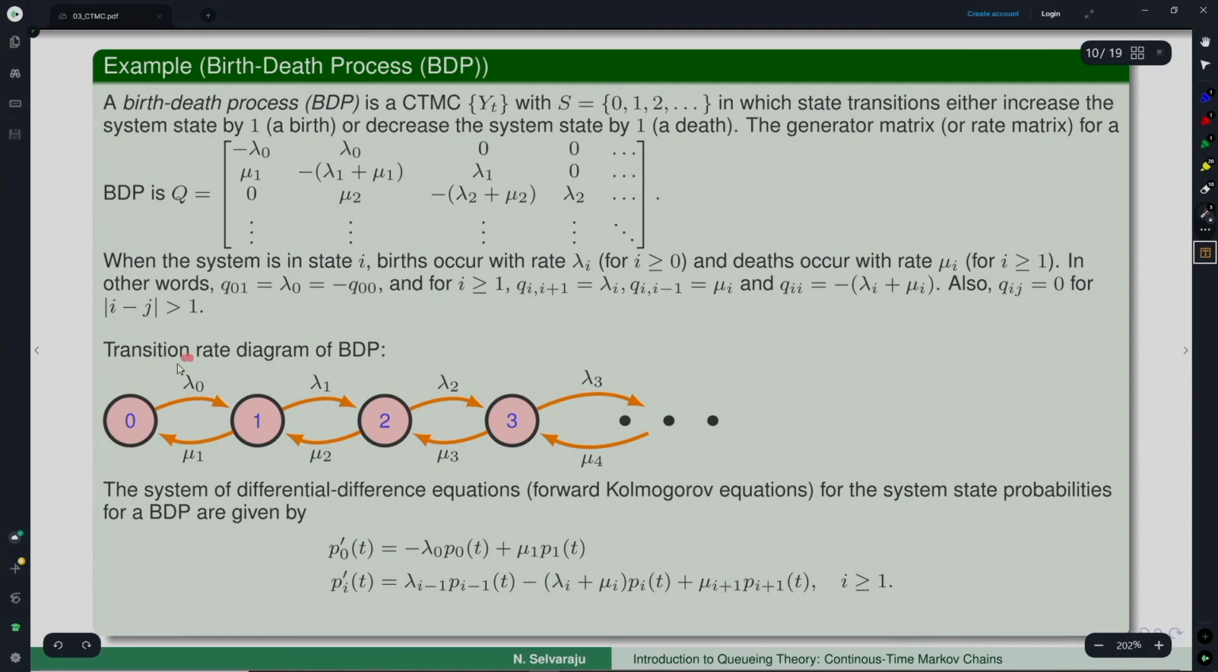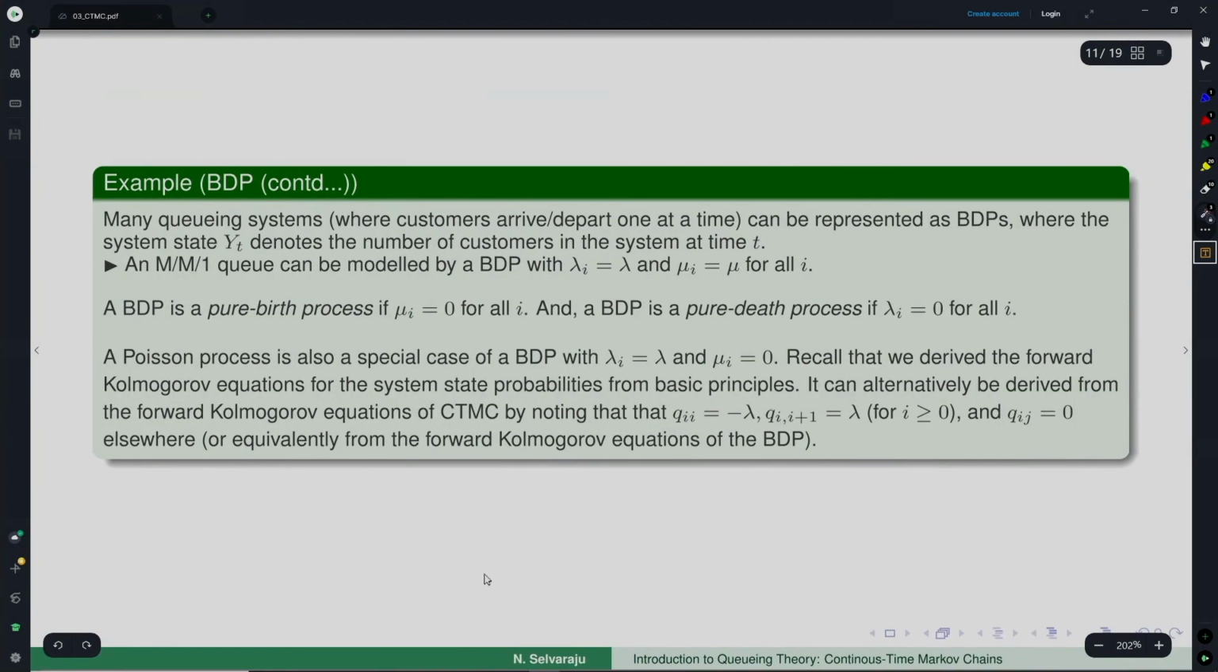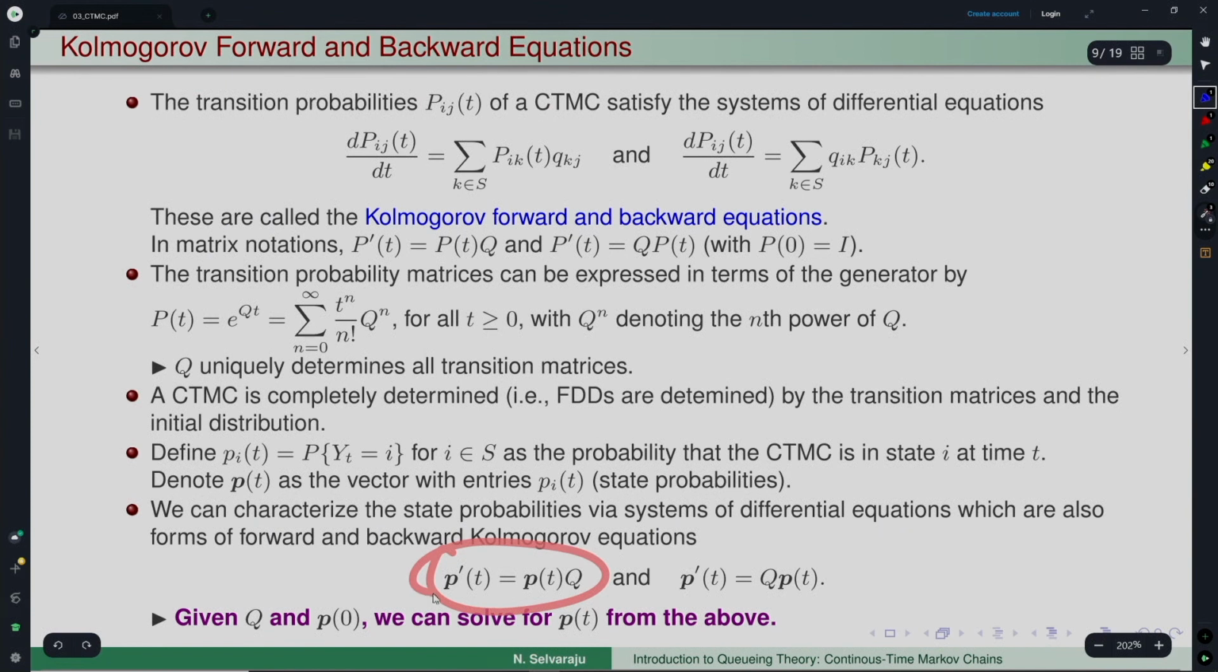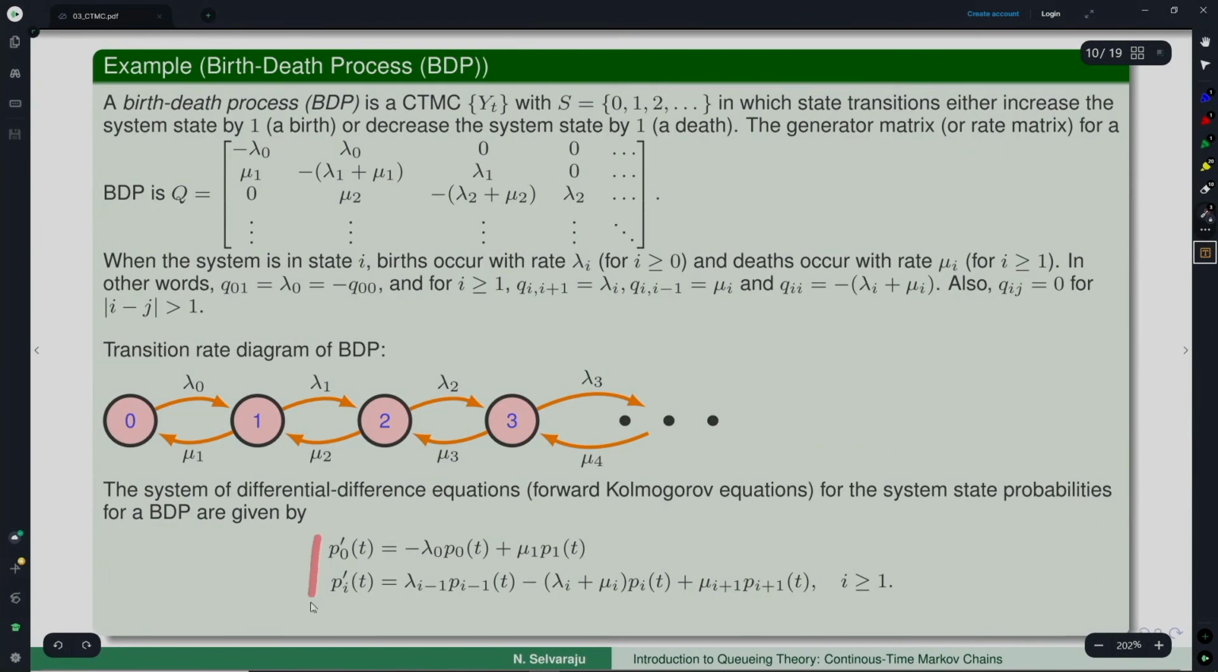The increase can happen at each state with the corresponding rate. Suppose it is in state n, then lambda n is the birth rate, and if it is in state n, the death rate is mu n, whether n is 1, 2, 3 and so on. So, this system of differential equations, which is the forward Kolmogorov equation for the system state probabilities, for this particular Q will take this form. This is the most important system of equations in the analysis of the birth death model.